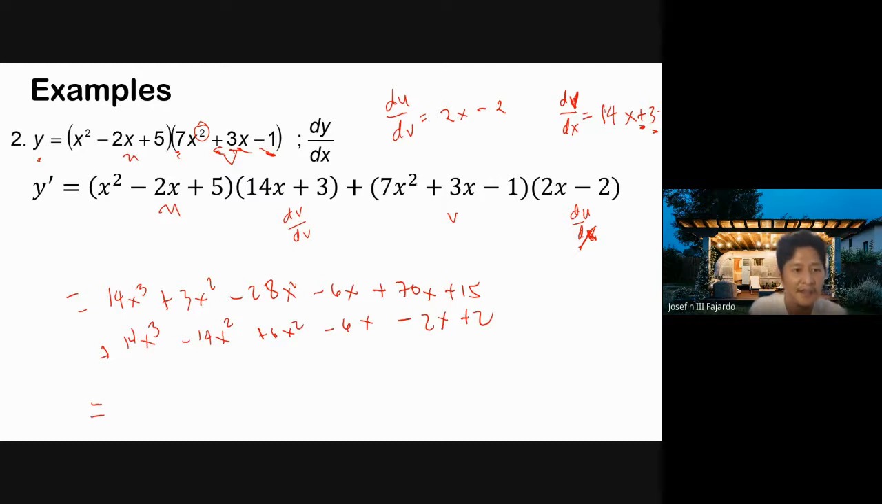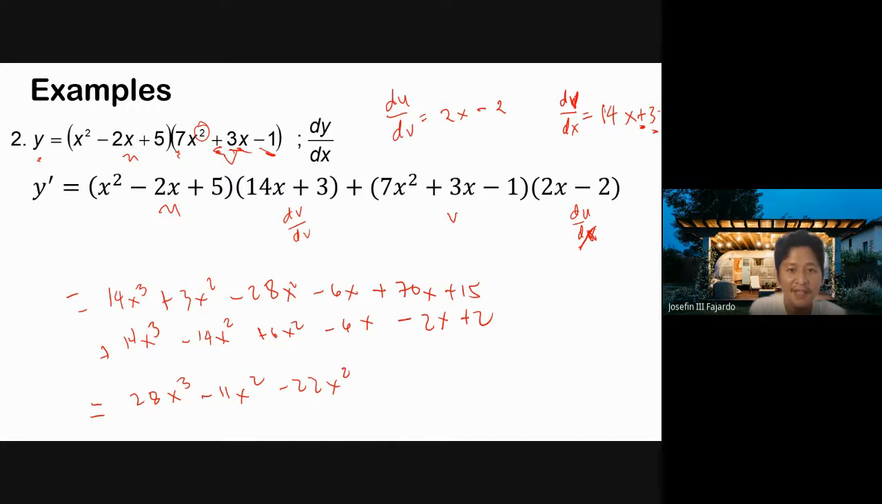So magiging 28x cubed. Tapos ito ay negative 11x squared. And then minus 22x. Ay, sorry, ba't puro x squared to? Ano, simplify na natin siya. Sorry naman, isabay na natin.